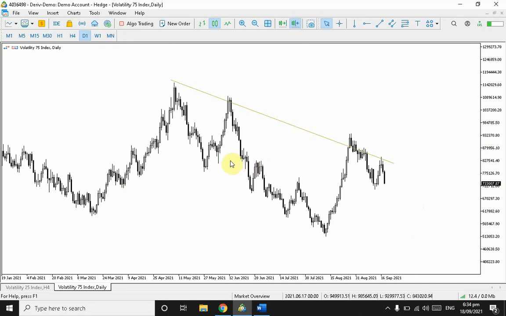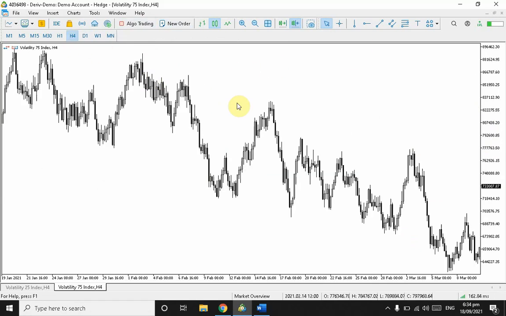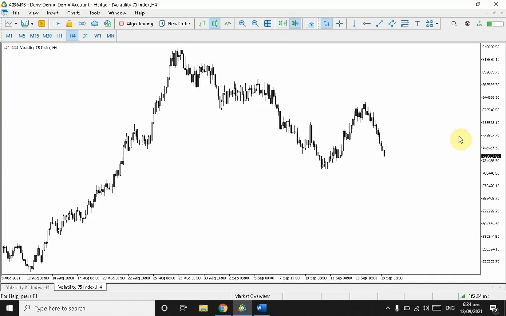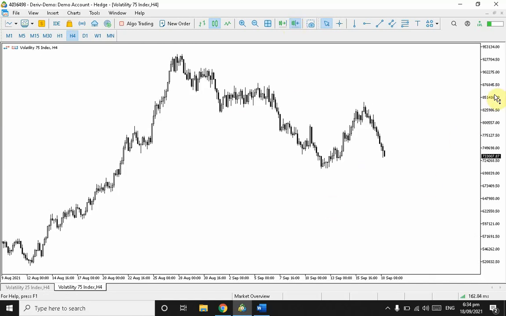We cannot trade off this higher time frame. This is not the best time frame to enter the market. So you need to look at other opportunities from the lower time frame. If you drop down to the lower time frame, let me delete this trend line. On the 4-hour time frame, now you'll be able to see clearly what this market is doing. I can see that this market is still trending downwards.